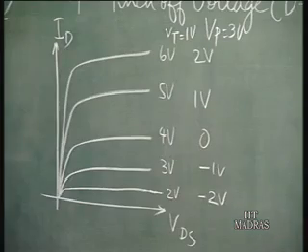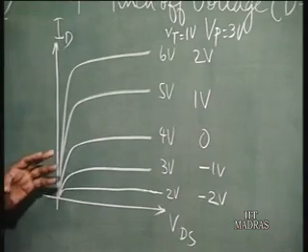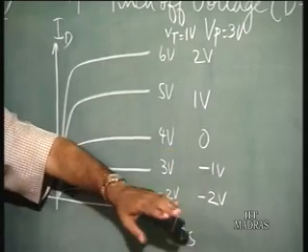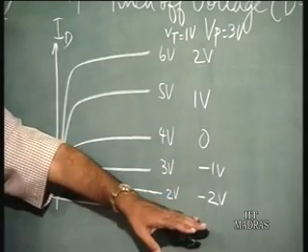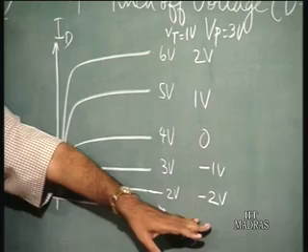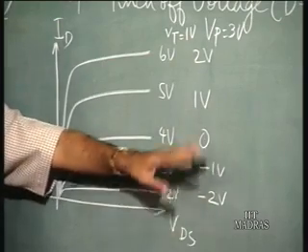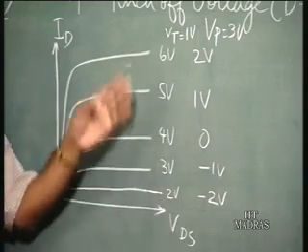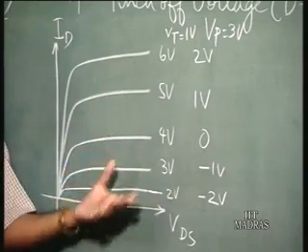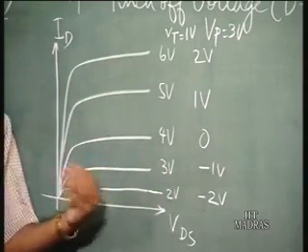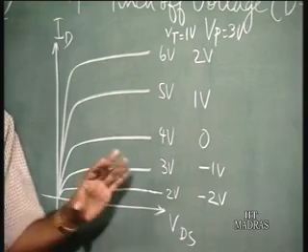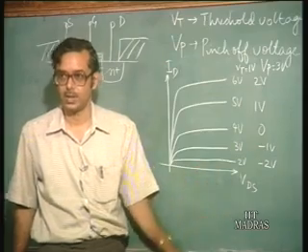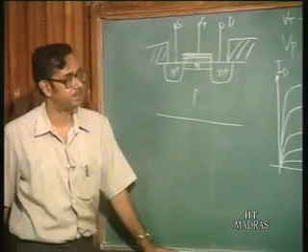So, the nature of the characteristics is the same, except that you have conduction in a depletion mode MOSFET even for negative gate voltages, and even at 0 gate voltage there is conduction, whereas for an enhancement mode device you require the gate voltage to be greater than the positive threshold voltage. The nature of the characteristic remains the same. Is it clear?